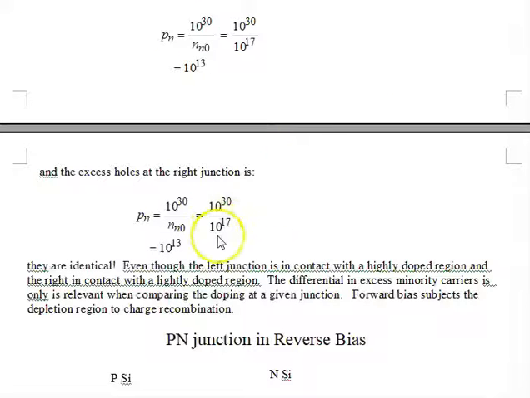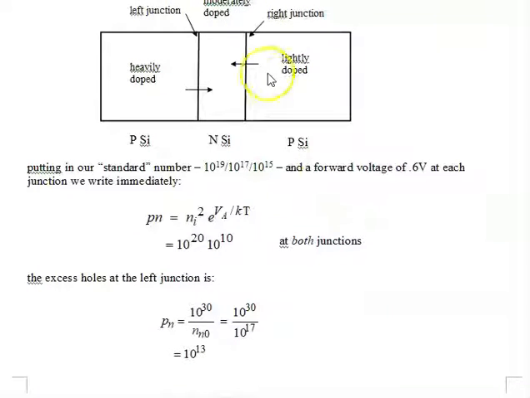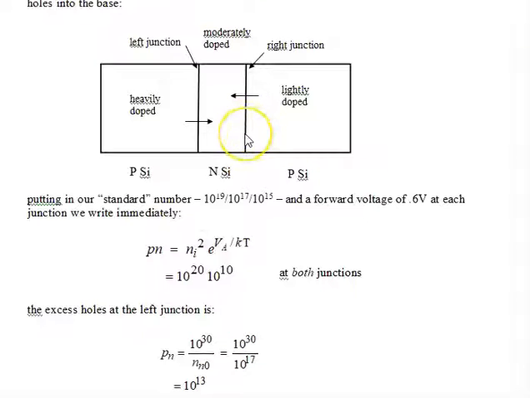Is that going to change this? Not according to the theory. We're still going to have 10 to the 13th minority holes in the base, even if the collector is very lightly doped. Let's take it one step further. Keep this at 10 to the 13th, but now up the forward bias. I should make a point here, which I perhaps neglected.